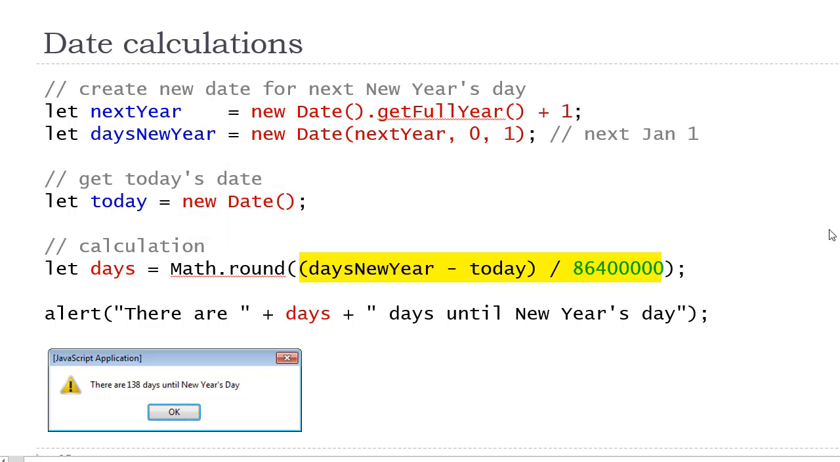That's going to convert to a number. We're going to divide that by 86,400,000, which is the number of milliseconds per day. Then we're going to round that off, and it's going to give us the number of days. So this is an example of using date calculations, which always go back to the milliseconds.